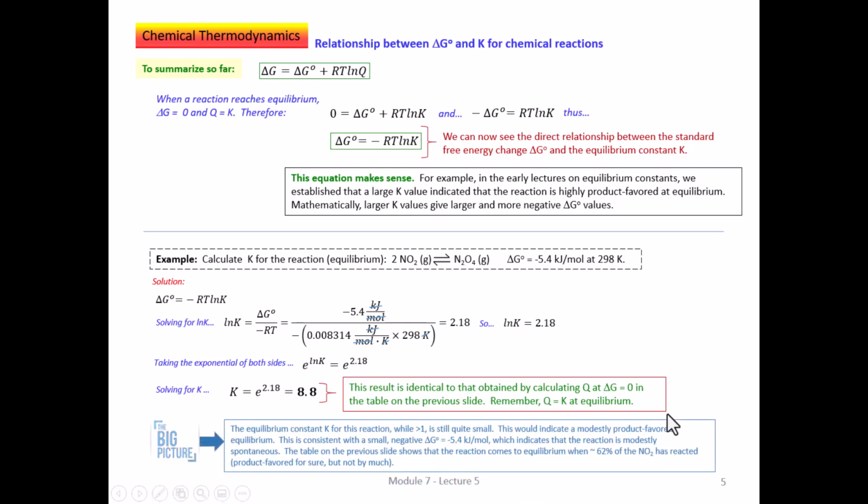Let's look at the big picture here. The equilibrium constant K for this reaction, which is 8.8, while greater than 1, is still quite small, and this would indicate a modestly product-favored equilibrium. This is consistent with our small negative delta G, which indicates that the reaction is modestly spontaneous. The table on the previous slide shows that the reaction comes to equilibrium when about 62% of the NO2 has reacted. So this reaction is product favored for sure, but not by much.